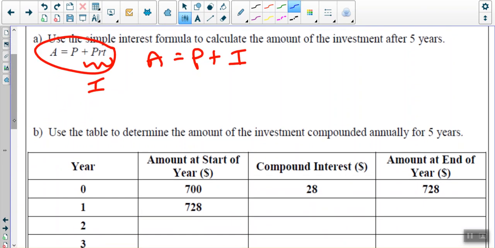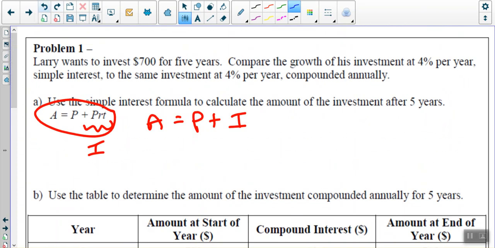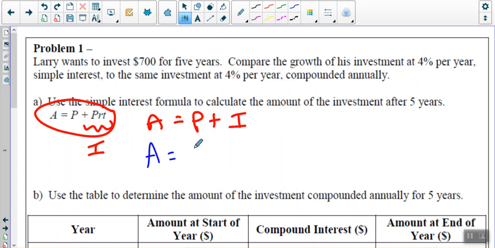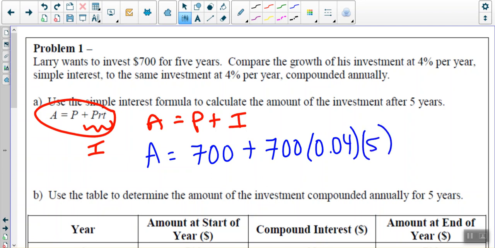So when we plug in our numbers here for simple interest, the amount is going to equal $700 plus 700 times 4% for 5 years. Total that Larry will have at the end of his 5 years is going to equal $840 in the simple interest account.